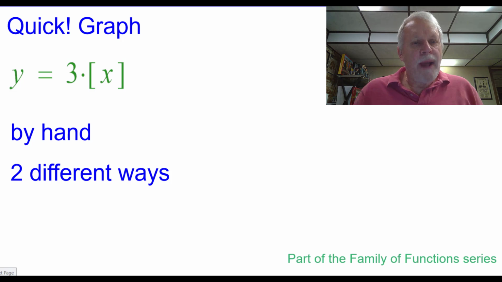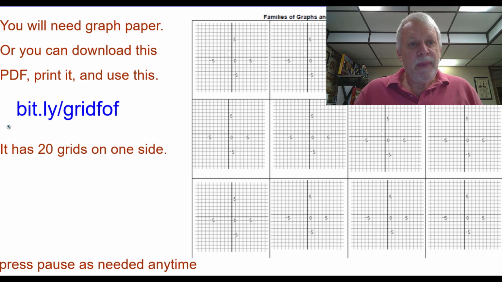Quick, graph y equals 3 times the greatest integer of x by hand, 2 different ways. This is part of the family of functions series. You will need graph paper, or you can download this PDF and print it. Press pause as needed anytime.